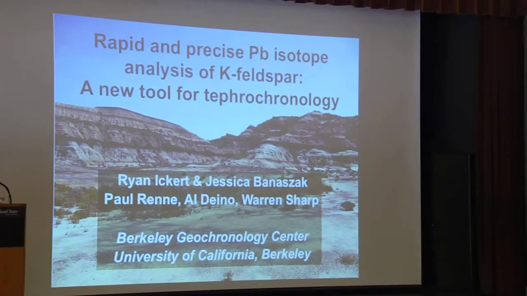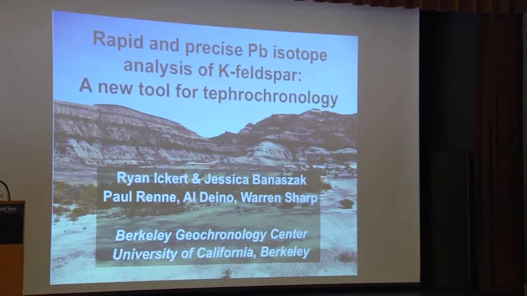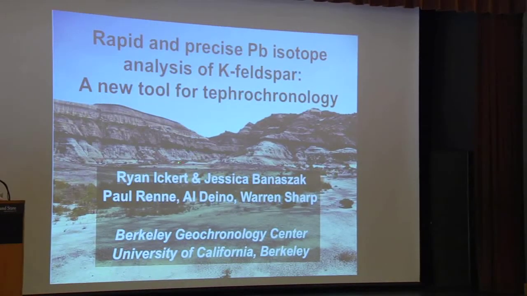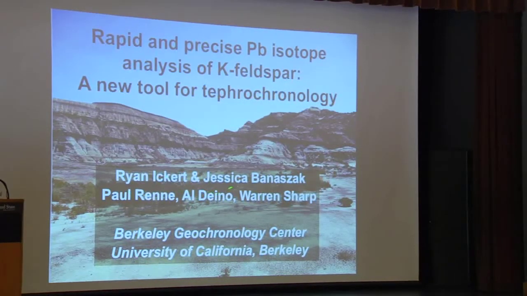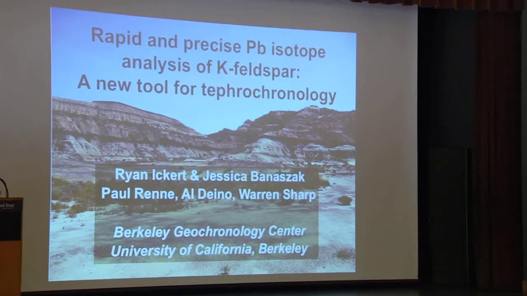This is some work that we've been doing mainly facilitating some work in Montana in some Cretaceous Paleogene terrestrial sections, and that's a photograph of this here. This is the Cretaceous Paleogene boundary here. And this is work I've been doing in conjunction, besides Paul Rene and Al Dano, with Warren Sharp and a former undergraduate student at UC Berkeley, now a graduate student at Pullman, Jessica Banasak.